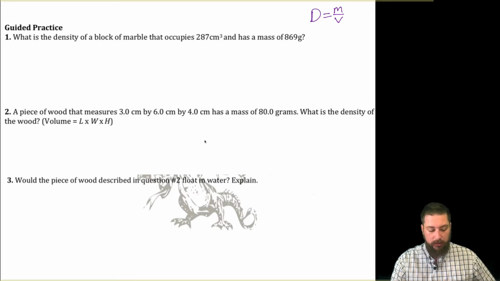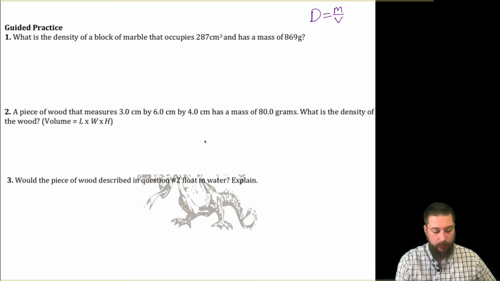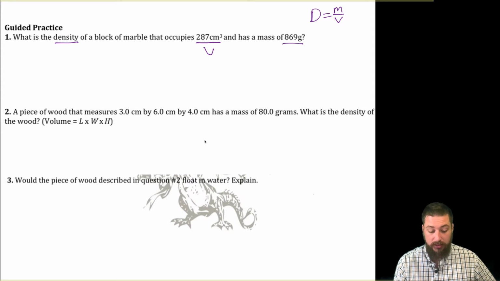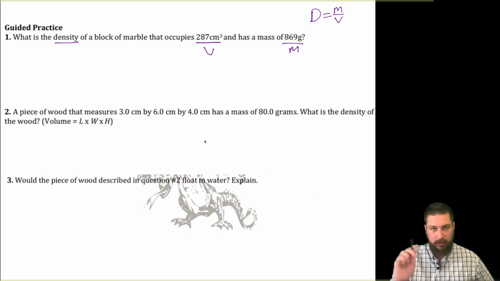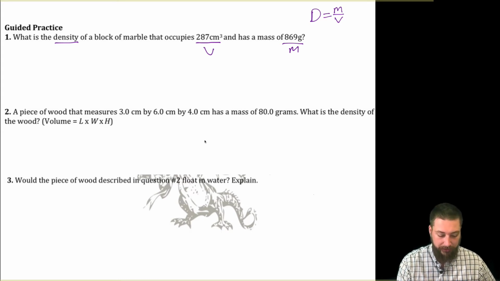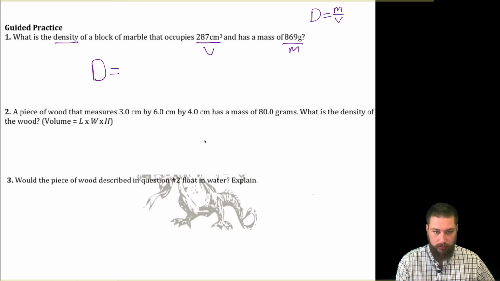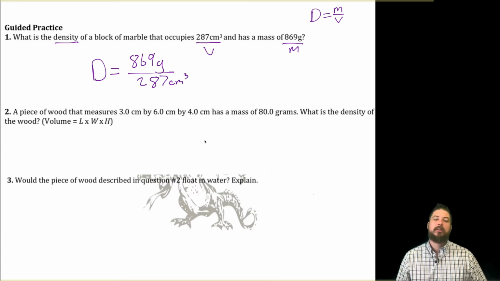Now, in this particular problem, the first one is asking for the density, and it's giving us a volume and a mass. And so we're given mass, we're given volume, and all we have to do is plug it into the density equation to get the correct answer. So density is going to be equal to the mass, which is 869 grams, divided by the volume, which is 287 centimeters cubed. Now I'm going to pause there for a moment and talk about how we know that the 869 is a mass and the 287 is a volume.